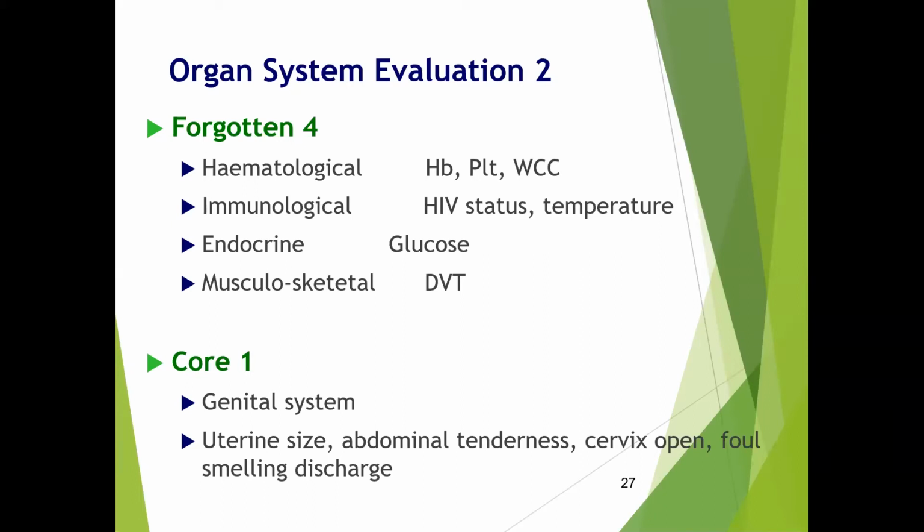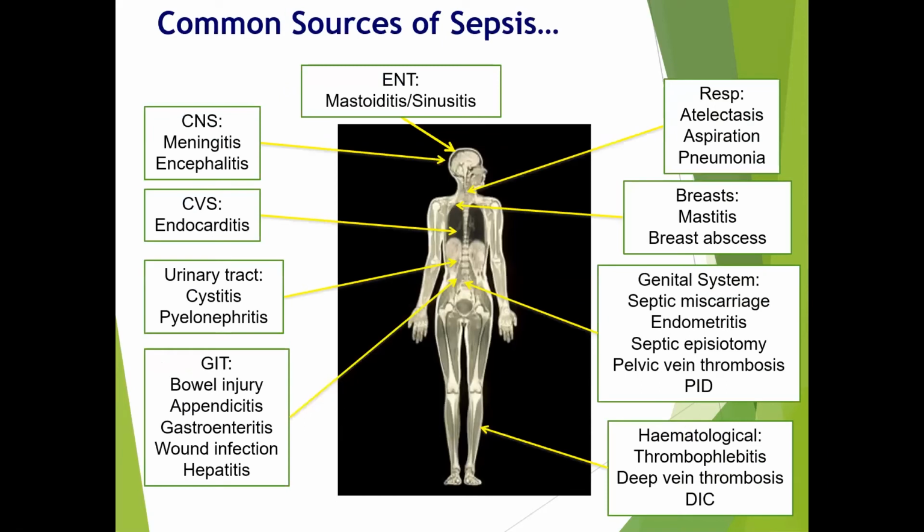Obviously, your core is the business of the day, where you look at your genital system, your abdomen, your uterine size, any signs of peritonitis, is the cervix open, are there any foul-smelling products of conception, and/or any discharge. And when you look at the possible common sources of your sepsis, as I said, pregnant women are also prone to other infections out of pregnancy, as in the general population.